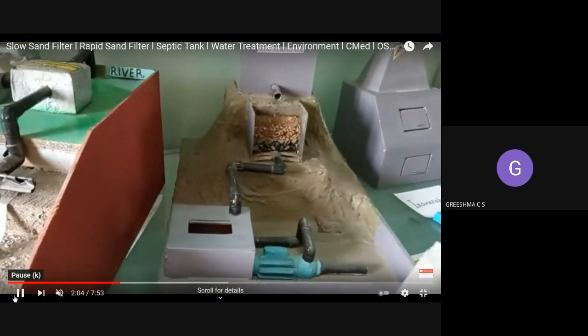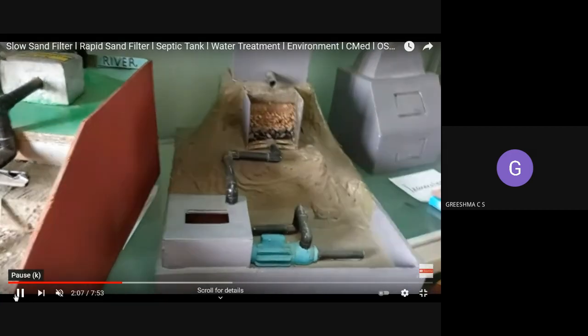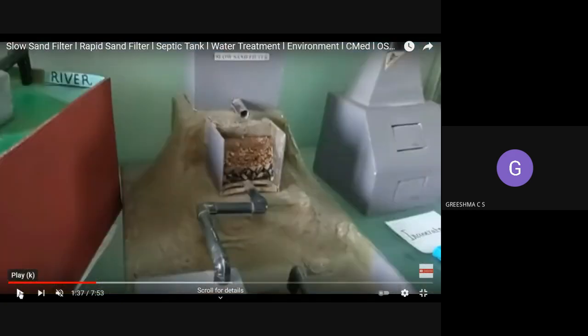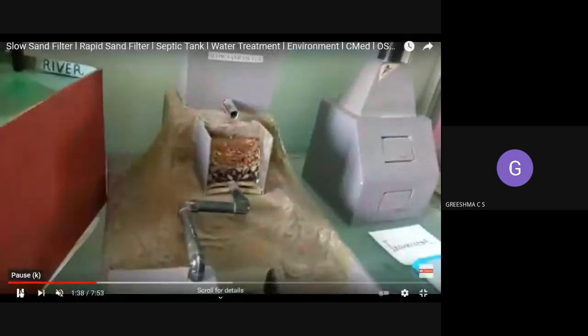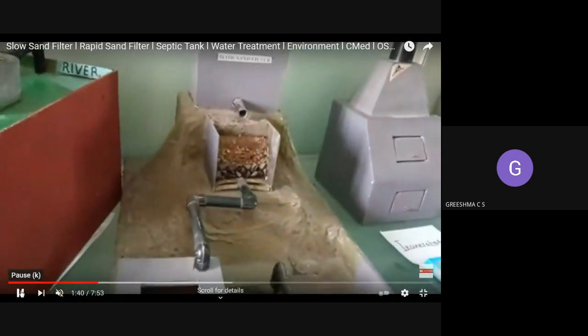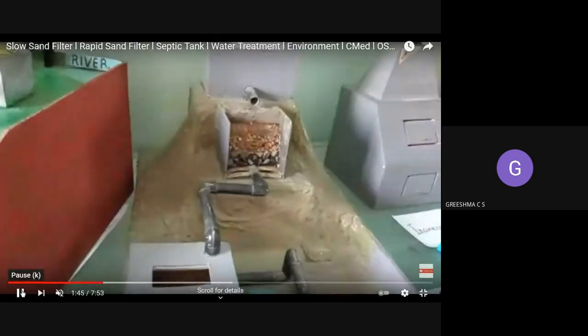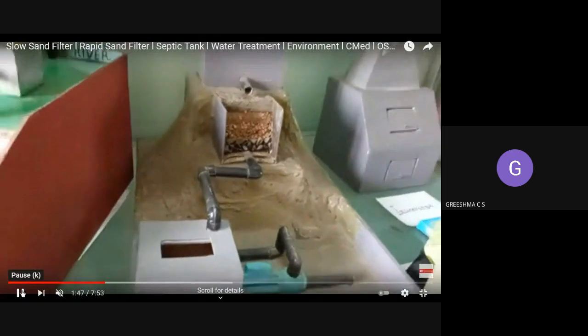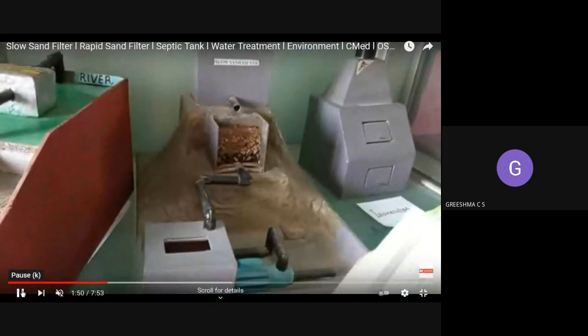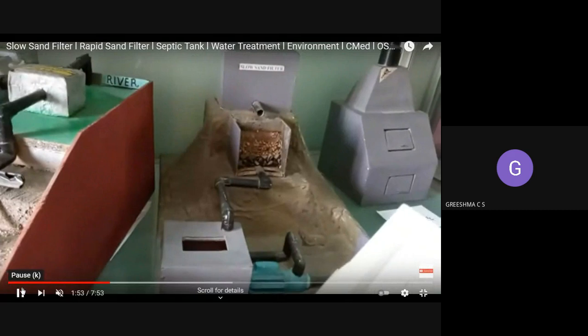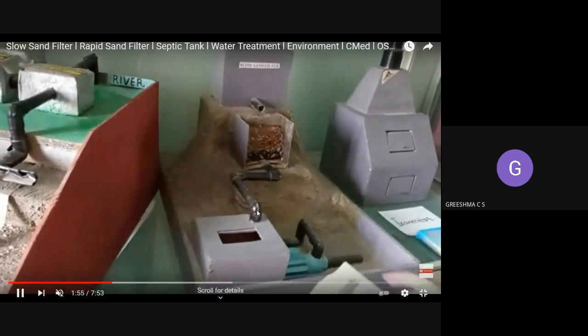This is a cross section of a slow sand filter. Okay, so please carefully study this. Okay, so this is the lateral drain.